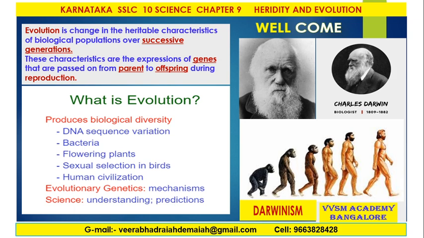Evolution produces biological diversity, deoxyribonucleic acid sequence variation, that is DNA sequence variation, bacteria, flowering plants, which are responsible for the reproduction in the plant kingdom, sexual selection in birds, human civilization, evolutionary genetics, mechanisms, science, understanding and predictions in biology. This is Charles Darwin.